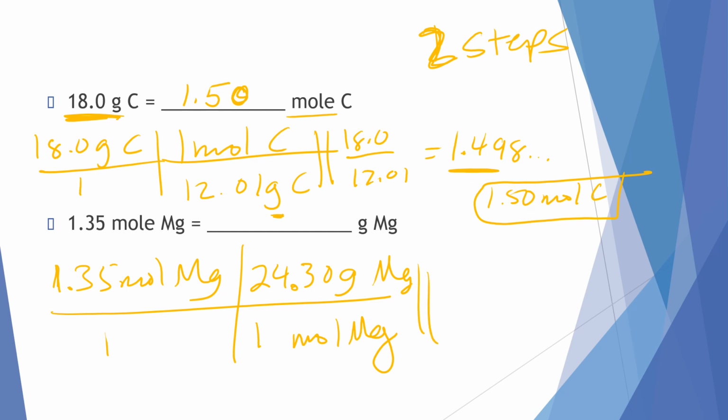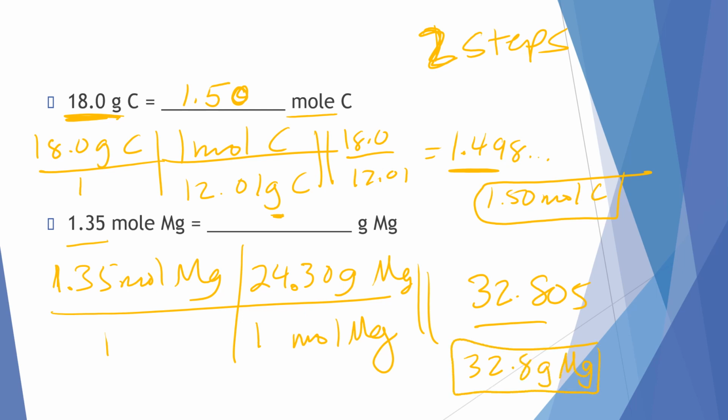1.35 times 24.30 equals 32.805. Sorry, thought it was something funny. 3 sig figs, so 32.8 grams of magnesium.